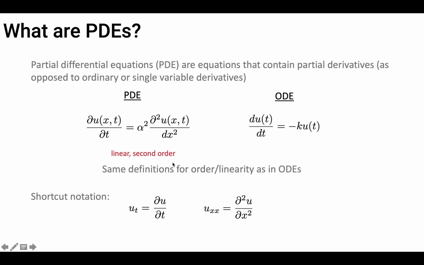Also in practice we use abbreviations or shorthand notations. Since we have more than one independent variable, sometimes we write, for example, here we have u subscript t to denote the partial derivative of u with respect to t. And if we have uxx, it simply means the second partial derivative with respect to x, the second order partial derivative. And you get the gist of it, right?